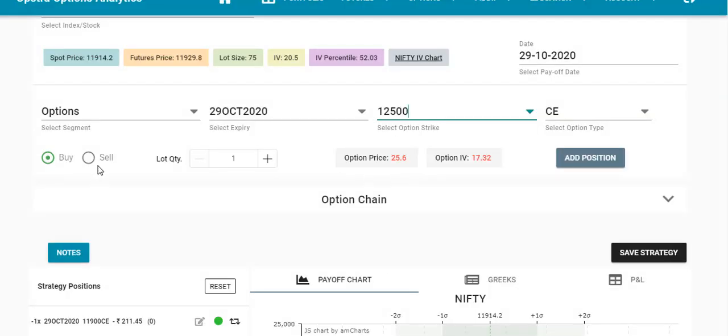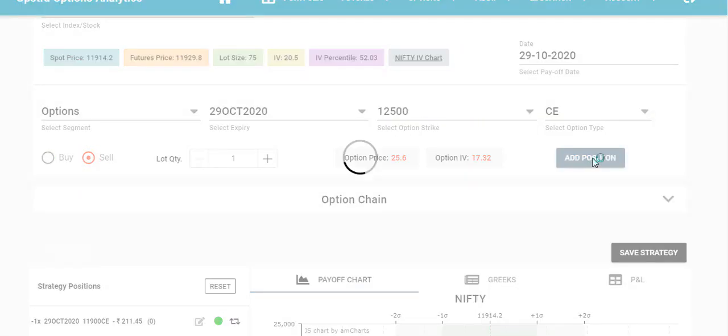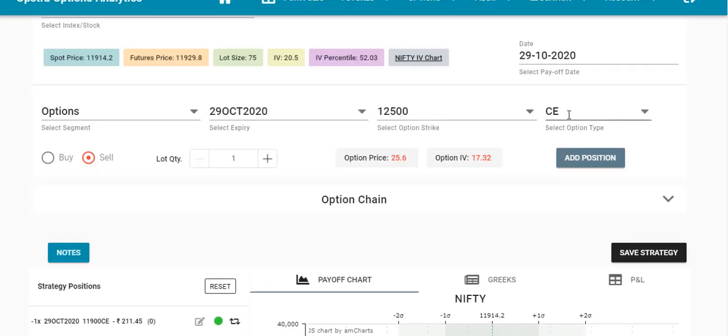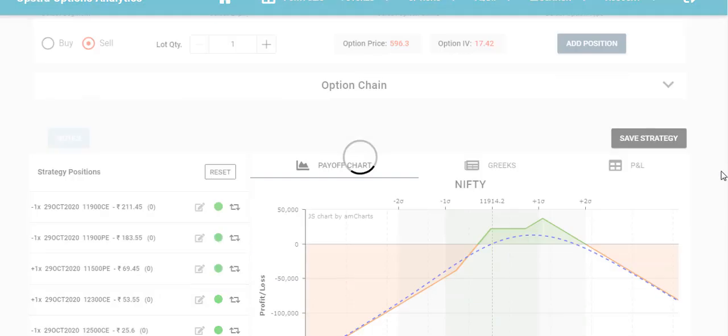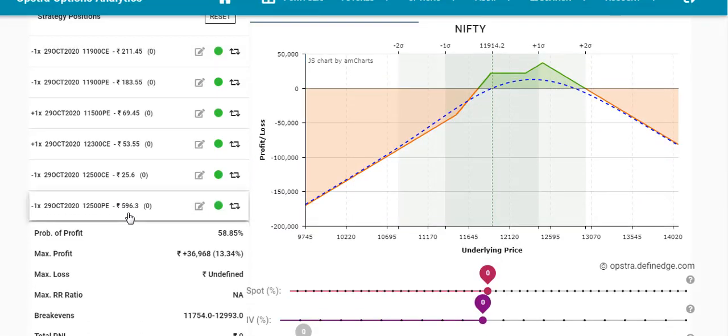So at 12,500 we need to sell one call. Here we need to sell one put as well. So just check the total premium, how much we are getting. 596 plus 25, we will consider as 600 points.